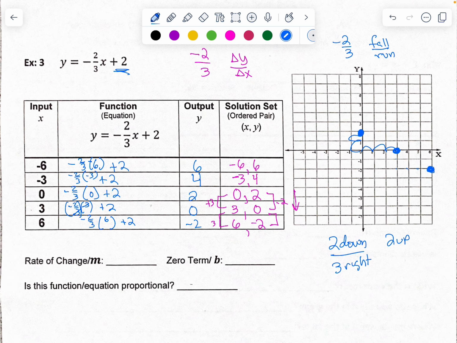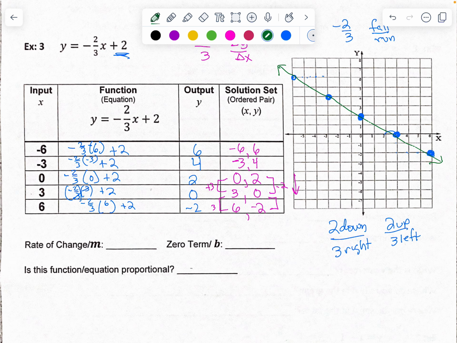Well, if I go 2 down and 3 right, those are the movements of slope, then I must go 2 up, 3 left. So if I go 2 up, 1, 2, 3, 2 up, 1, 2, 3. And then if I connect my line, put arrowheads because it is a line, and erase how I got there, it works.